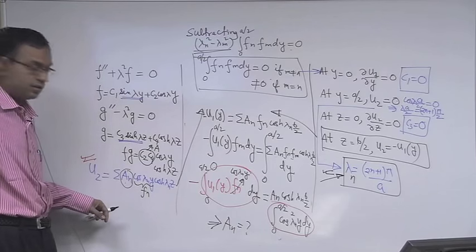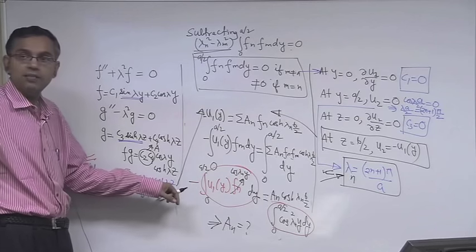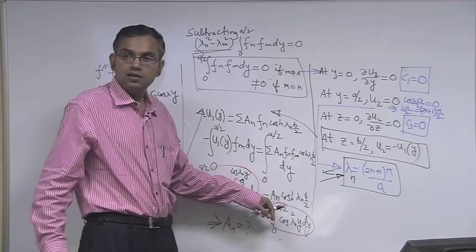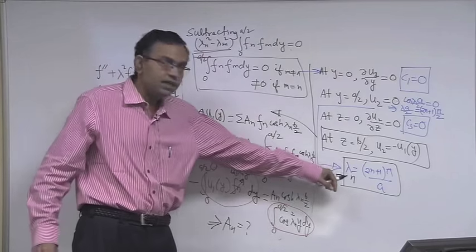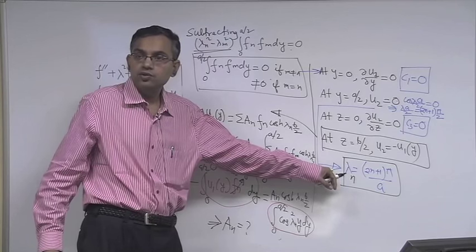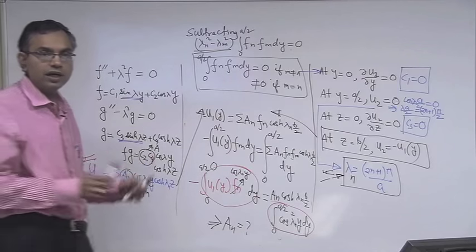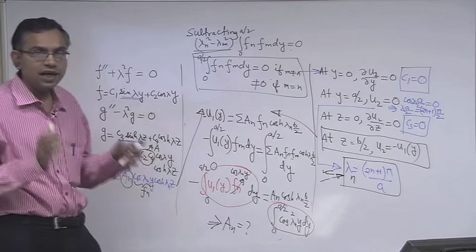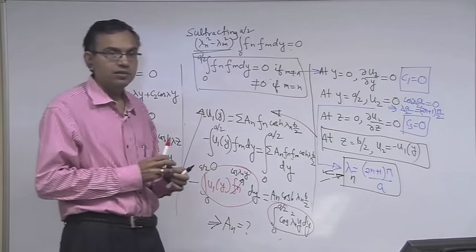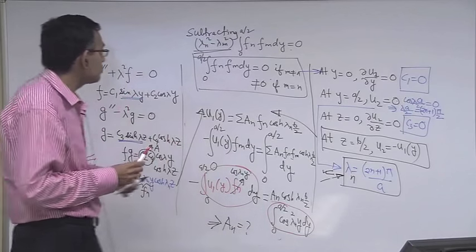Okay. So u 2 is equal to summation of a n cos lambda n y cos h lambda n z, where a n is given by this expression and lambda n is given by this expression, and u is equal to u 1 plus u 2. So it is clear how we get the solution to the problem. This is the exact analytical solution to the problem. Now, I give you some homework based on this solution, which will give you a good lot of physical insight.